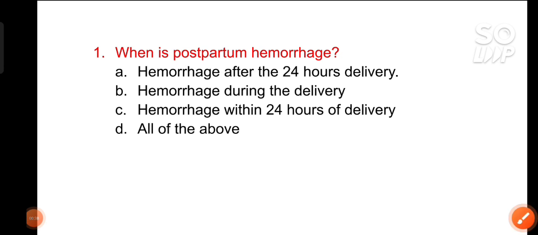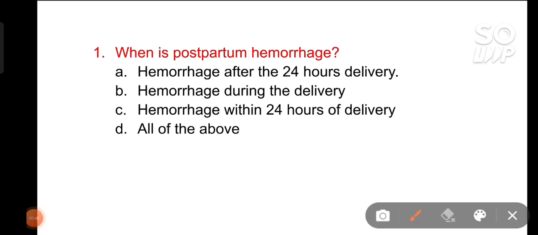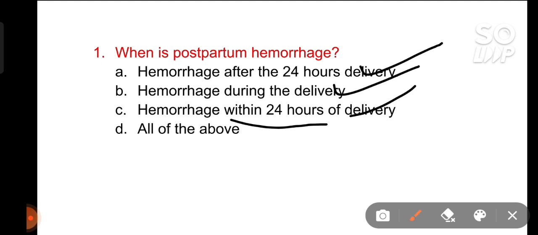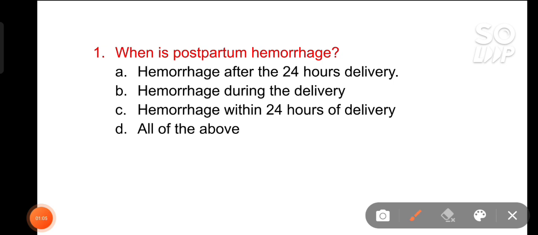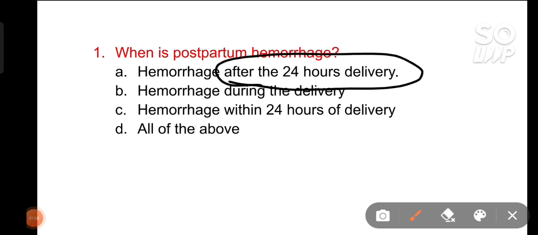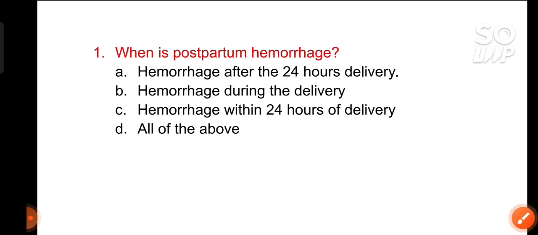The options are: A, hemorrhage after 24 hours of delivery. So after 24 hours of delivery we call it postpartum hemorrhage. Option B, hemorrhage during the delivery. Option C, hemorrhage within 24 hours of delivery. Option D is all of the above. The right answer is hemorrhage after 24 hours of delivery. When the mother is having hemorrhage from the uterus after 24 hours of delivery, it is called postpartum hemorrhage.